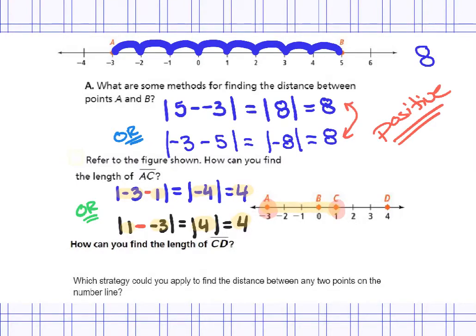Now use the same method to find the length of CD. You should have found 3 to be your result. Now in your own words, which strategy would you choose to find the distance between any 2 points on a number line?